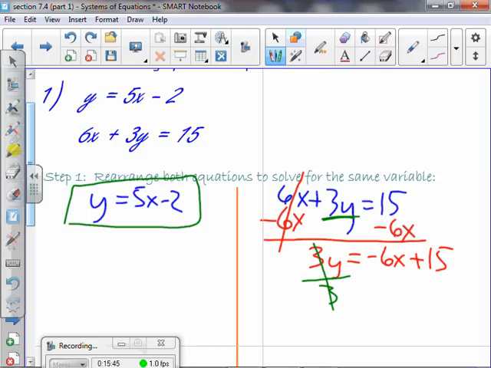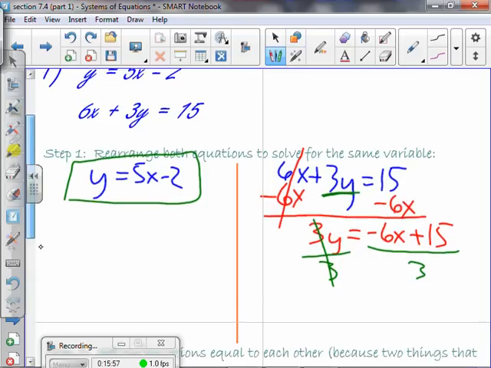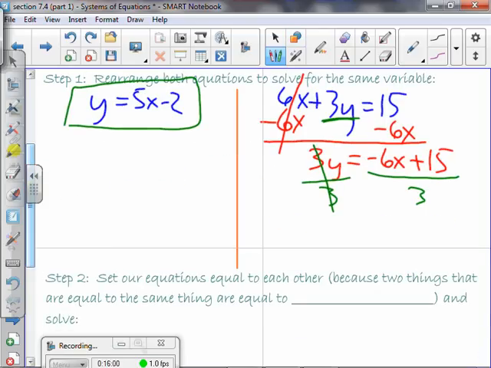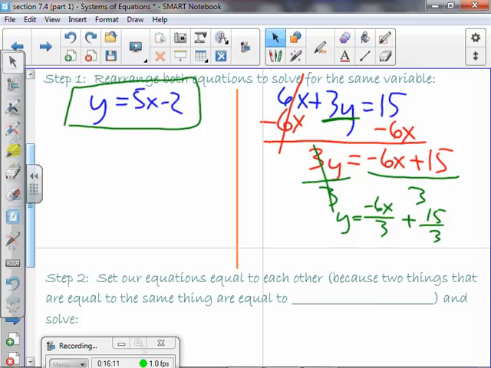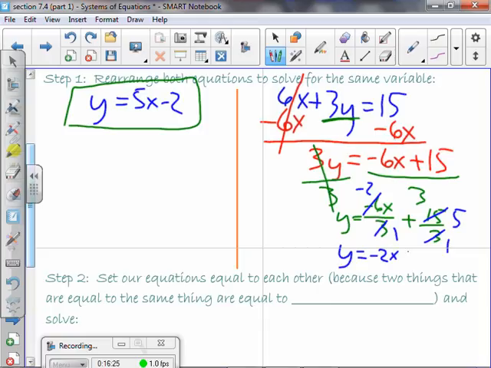And then here's the tricky part. Pay very, very close attention to this part right here. When I divide this side by 3, I have to divide everything over here also by 3. So I will be dividing the negative 6x and the 15 by 3. This is like saying y equals negative 6x over 3 plus 15 over 3, and both of these are going to simplify. This 3 becomes a 1, this negative 6 becomes a negative 2. This 3 becomes a 1, this 15 becomes a 5. And so look what I have here. I have y equals negative 2x plus 5.